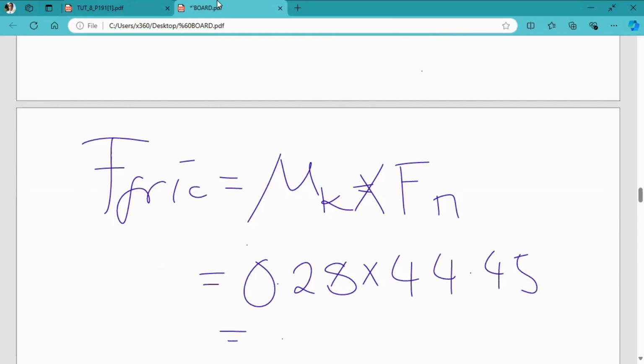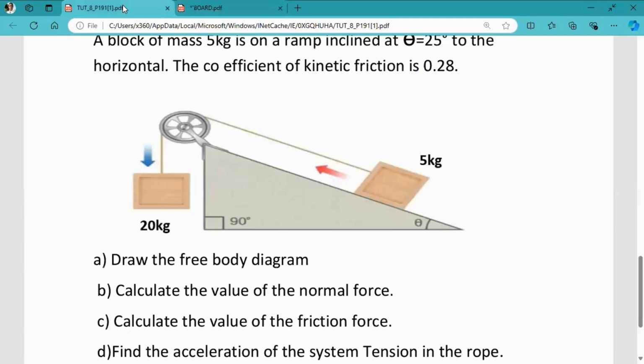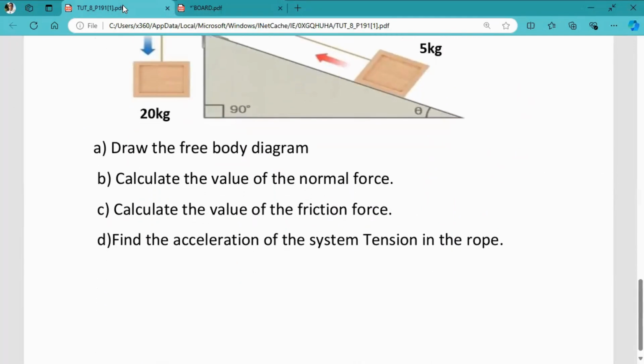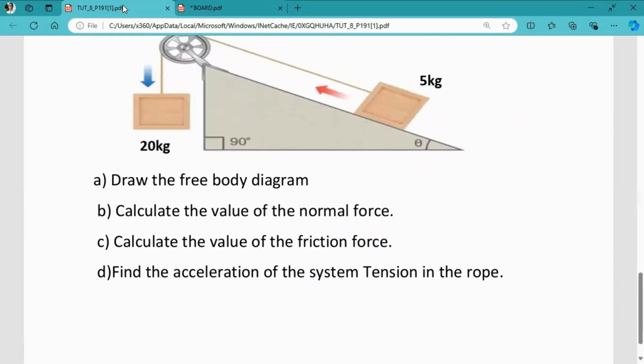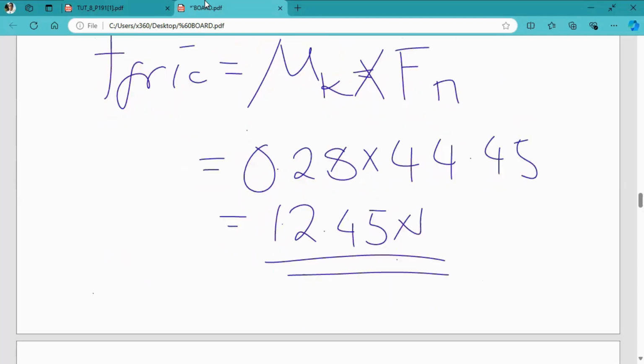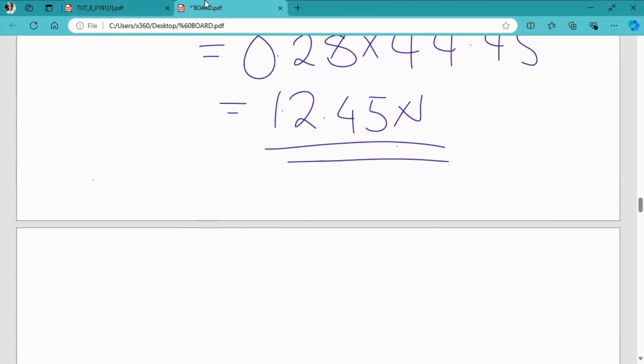We are going to get 12.45 Newton as the value of our frictional force. Okay, so if that is the frictional force, find the acceleration of the system and tension in the rod. So this question is solved enough now, which I don't expect anyone to have difficulty.